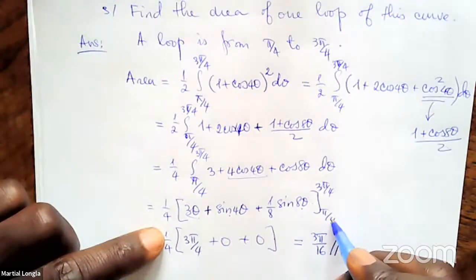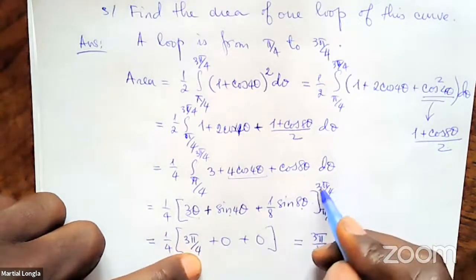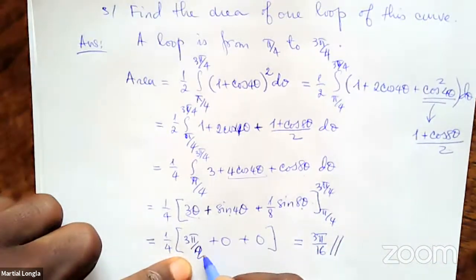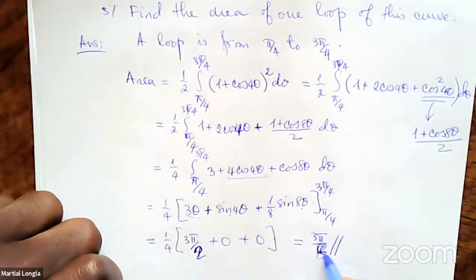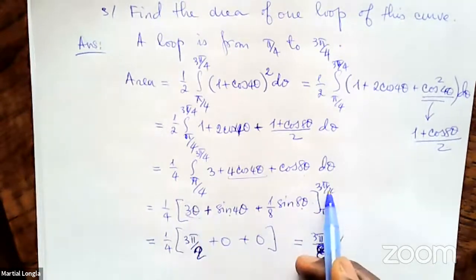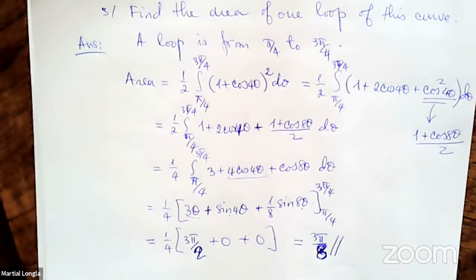Is that correct? I'm guessing 8 because here 3 pi over 4 minus pi over 4, that's pi over 2, right? So that's 3 times pi over 2. And then I'm plugging in 3 theta. 3 pi over 4 minus pi over 4, that's pi over 2 times 3. Any questions on this?